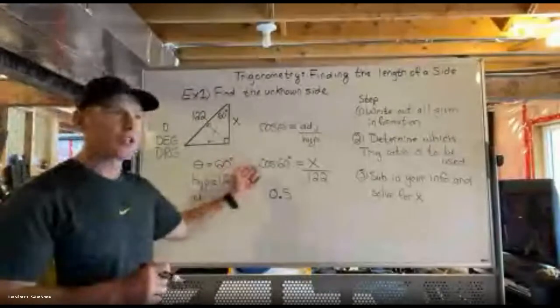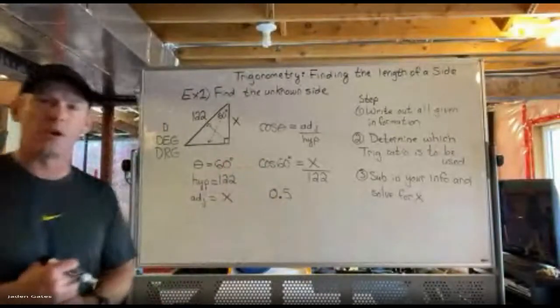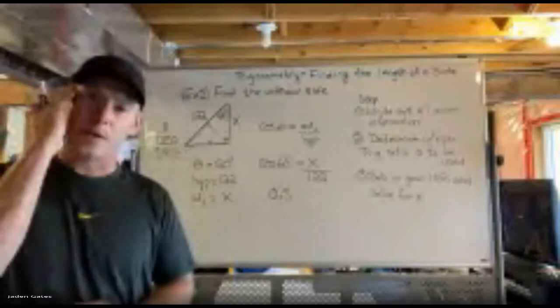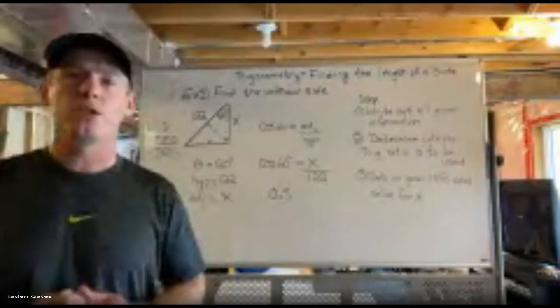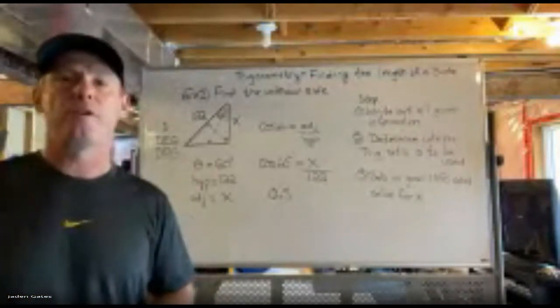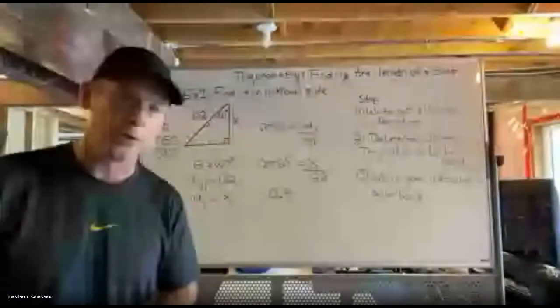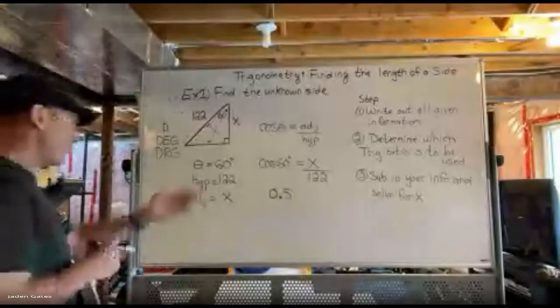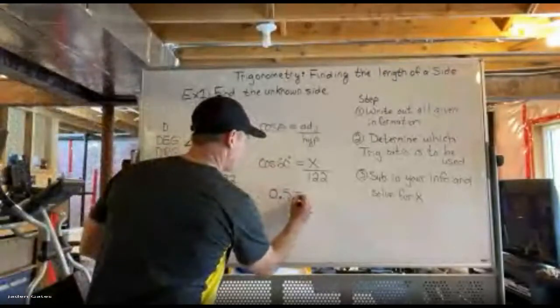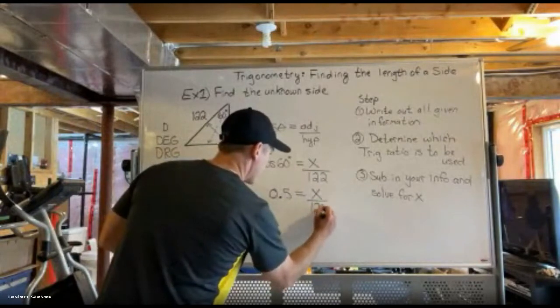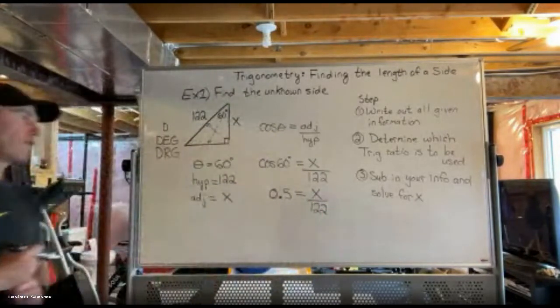So you hit cos 60, you should get 0.5. For your cell phone, if you can't figure out how to put it in degree mode, go to Google and type in how to put my cell phone calculator in degree mode, and there are instructions there. All right, now I've just found cos 60 degrees. I still am not changing this fraction yet. Not yet. So I have x over 122.